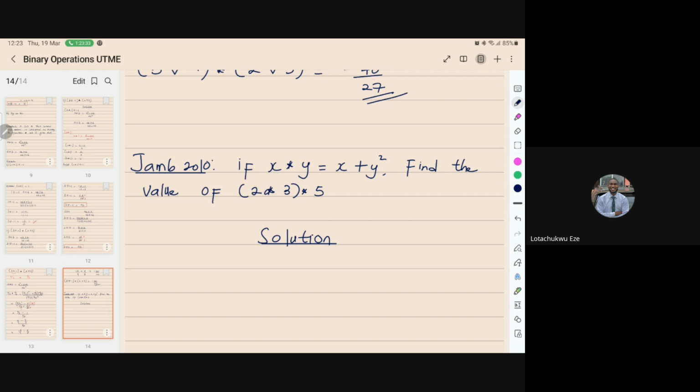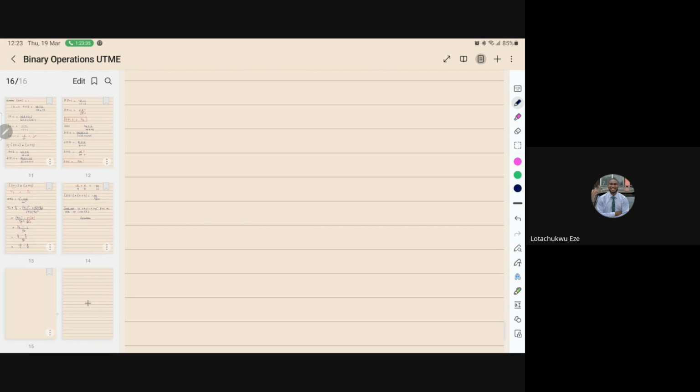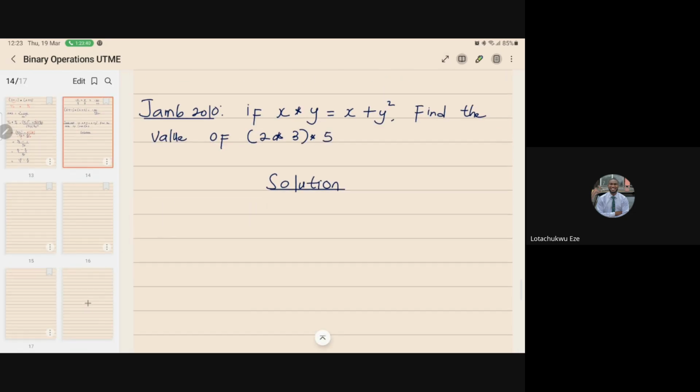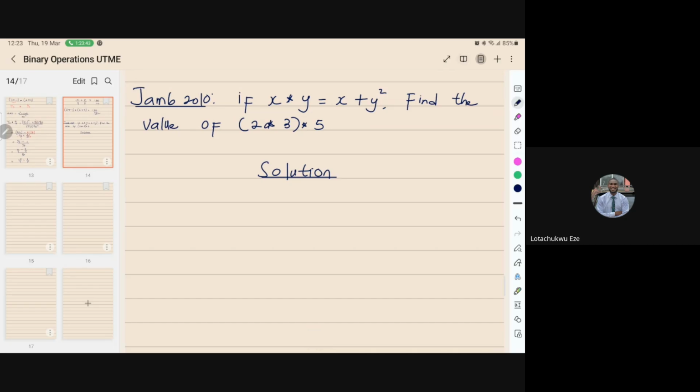We'll start with the bracket first. Remember your BODMAS. At every point in time, we always have to start with the brackets. So now let's start with the bracket. We have that 2 * 3 will be equal to 2 plus 3 squared. So 2 * 3 is equal to 2 plus 9.